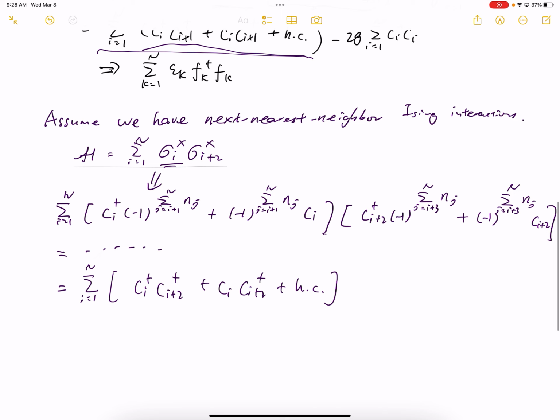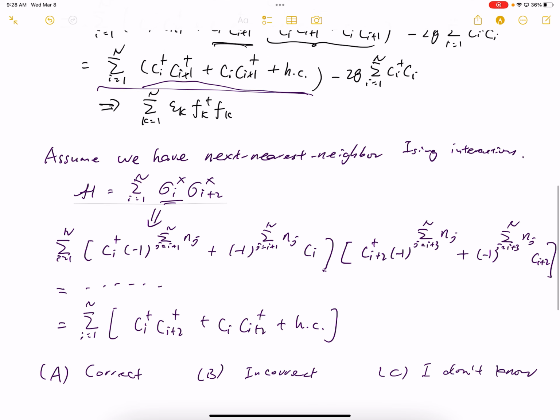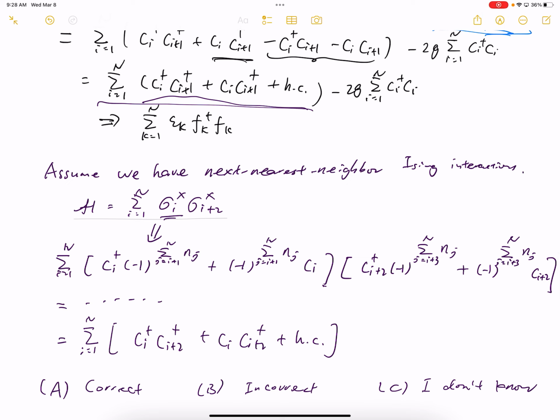So I want you to think about this. If you think this is correct, you can pick choice A. If it's incorrect, you can pick choice B. And if you don't know the answer, you can just say, I don't know. This is actually kind of an important question. Again, A is for correct, B is for no, C is you don't know.